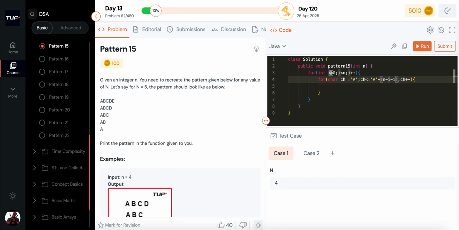So as i increases, the value of this equation would decrease by 1. So let's add System.out.print of the character. There is no space required here. And after every line, we have to give a new line, so it's like this.